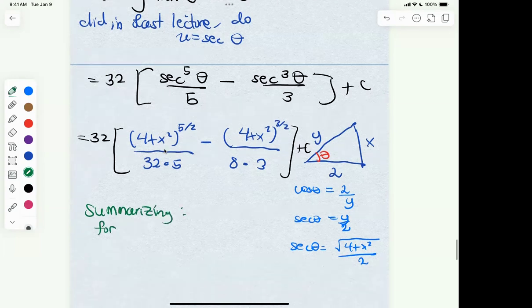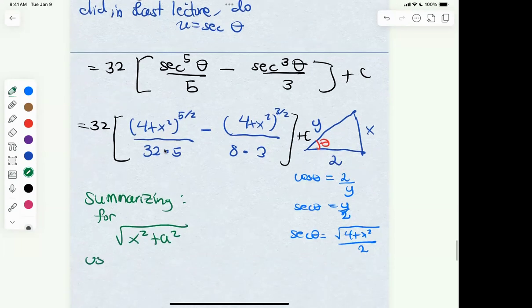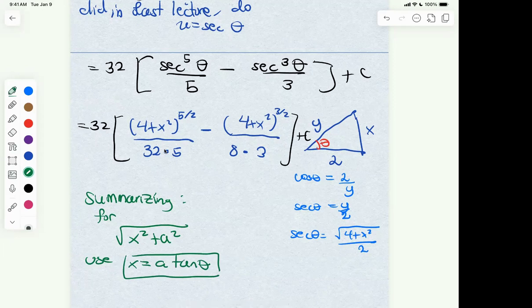for something involving x squared plus a squared, you want to use something like a tangent. But again, the idea is not to remember this, it's just to remember to use the right triangle. Okay, is that making sense?